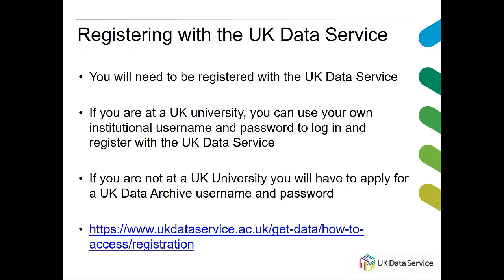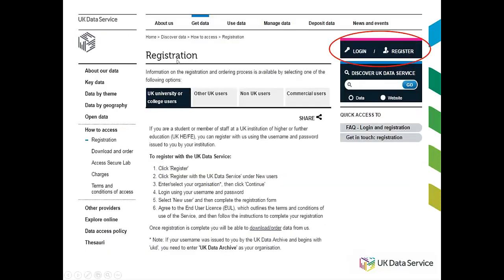If you're not at a UK university, then don't panic. You just need to apply for a UK Data Archive username and password. So it's the same process, but you just have one extra little step to do. This is what the registration page looks like, and it will give you some handy step-by-step guidance depending on where you're based. But you can find the link on any page and it will look something along this. So you just need to click on login and register. But that step-by-step guide is there should you need it.